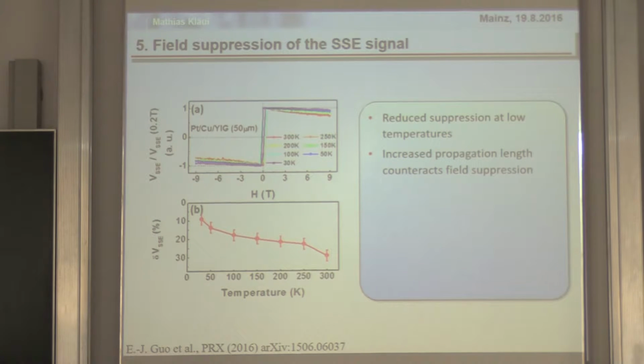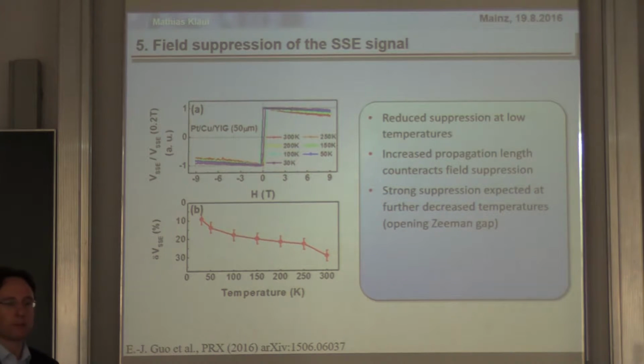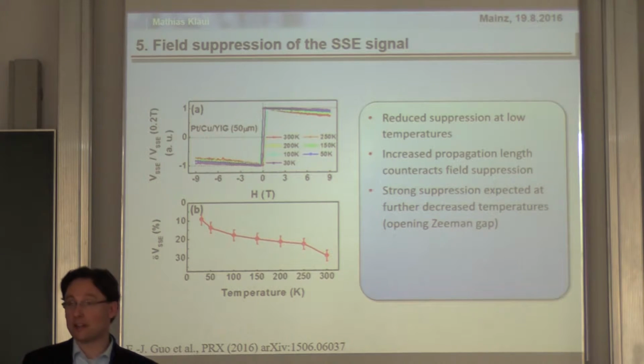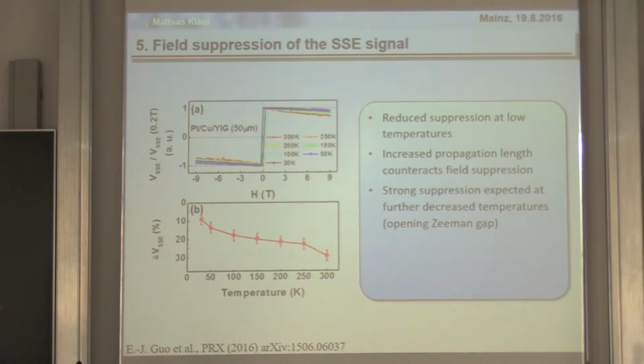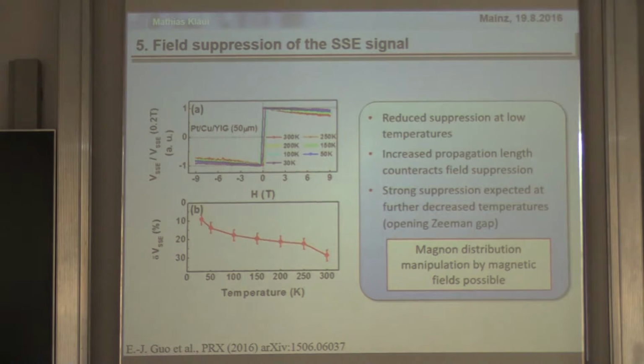So you have this reduced suppression at low temperatures, because you have an increased propagation length that counteracts the field suppression. And of course, eventually when you go to super low temperatures, like 10 Kelvin, you expect a huge effect, because at 10 Kelvin you only populate magnons below 10 Kelvin. You can completely freeze those out. At very low temperatures, it should be at 2%, but at the moment you can only get down to about 30 Kelvin. So the important take-home message, as Olena described it, is that the magnon distribution can be manipulated by magnetic fields.